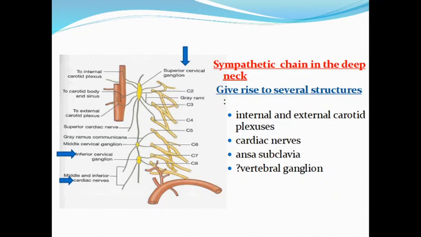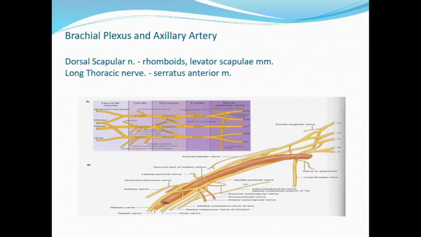In the deep part of the neck, the sympathetic chain gives rise to several structures, that is the internal and external carotid plexus, cardiac nerves, ansa subclavia and vertebral ganglion. The brachial plexus, again, is a content of the root of the neck. So in the root of the neck you can see the roots of the brachial plexus, and in this diagram you can see the subclavian artery continues as the axillary artery.